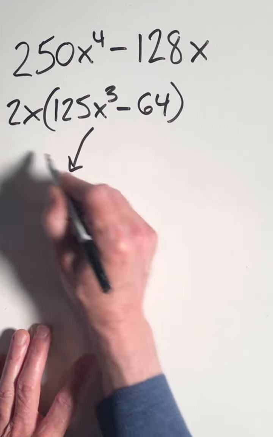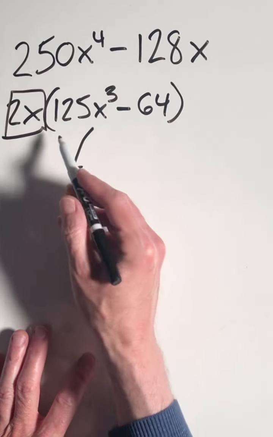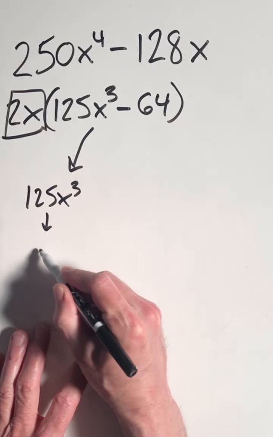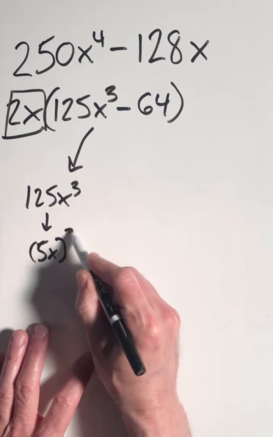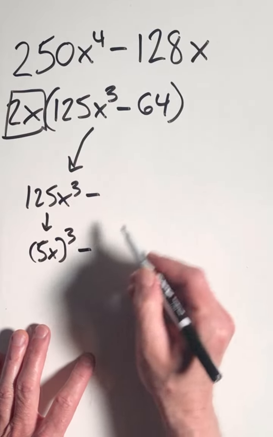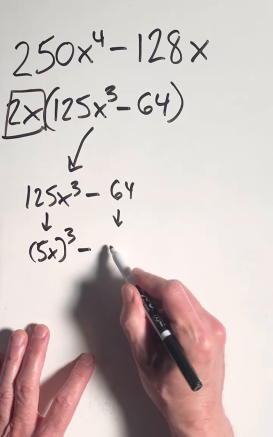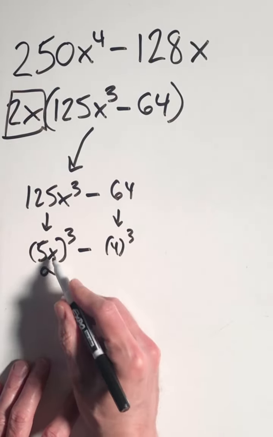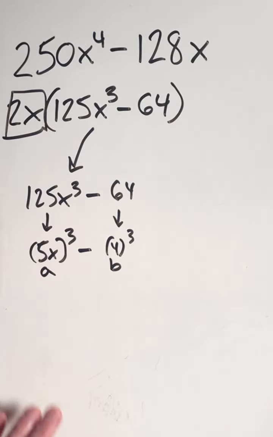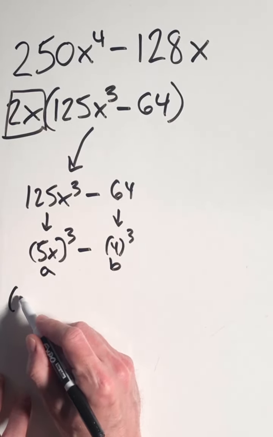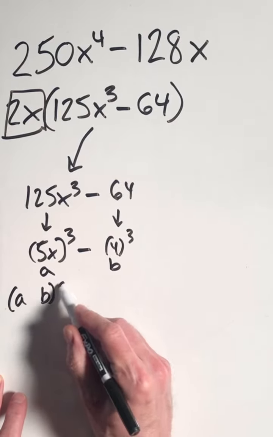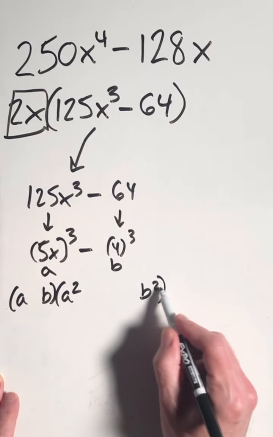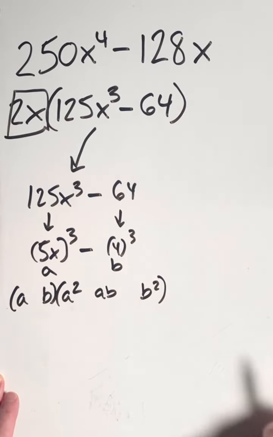If we just look at this piece, and again, we have to save this 2x for later, we can look at 125x to the third as really 5x to the third power minus, and then 64 is really 4 to the third power. So we can use our structure from before and realize that 5x is a and 4 is b. So this will factor into a and b in a binomial, a squared as the first term of a trinomial, b squared as the third term of a trinomial, and ab in the middle.